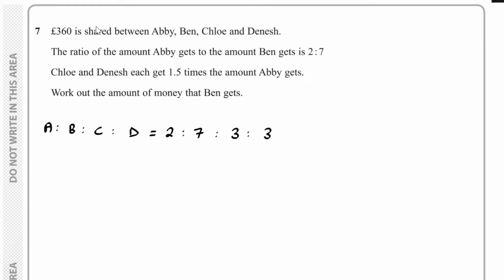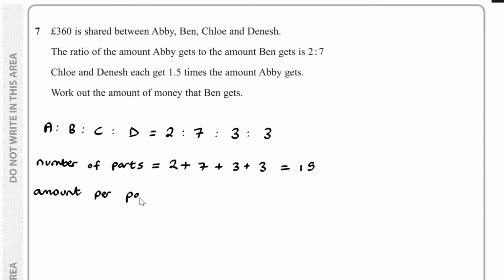So £360 is shared between these 4 people. First thing we can do is work out the number of parts. So the number of parts, that's equal to 2 plus 7 plus 3 plus 3, which is 15. And therefore the amount per part, that will equal 360 over 15, which is 24.